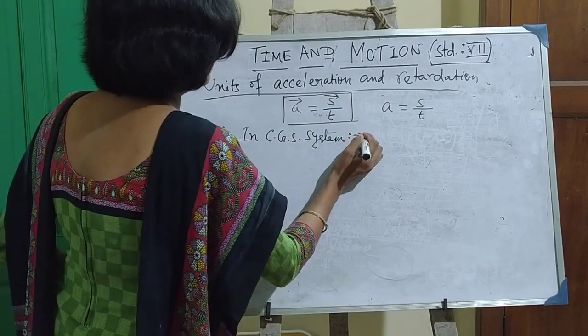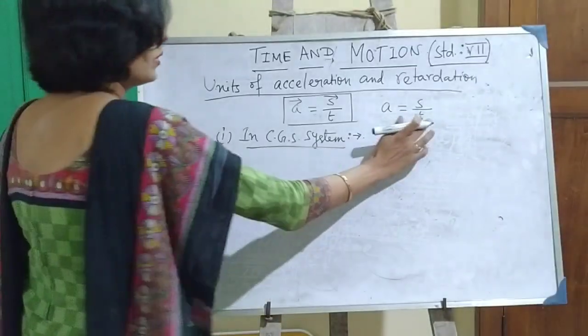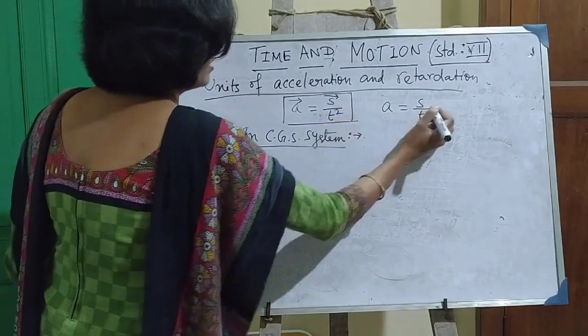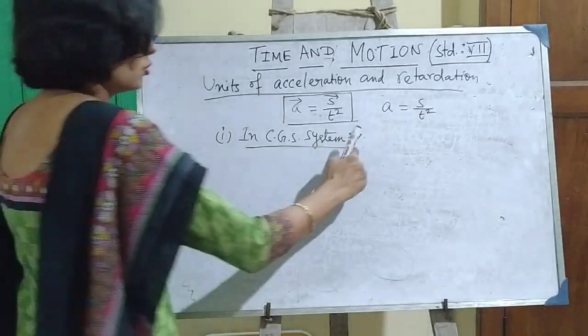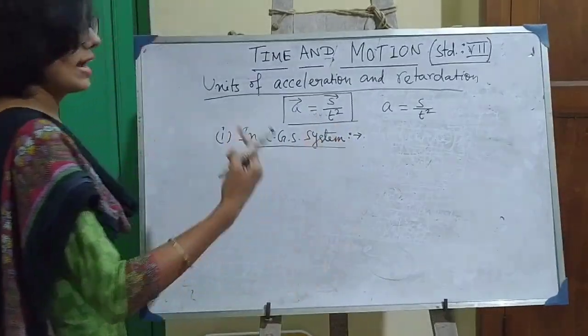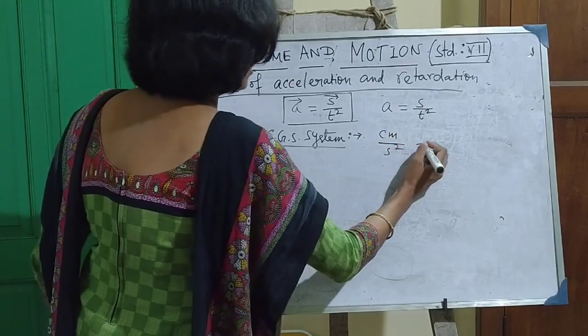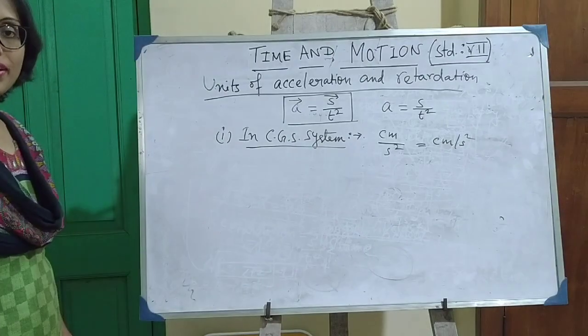In CGS system, what is the unit of displacement? Centimeter. What is the unit of t square? What is the unit of time? Second. So the CGS unit of acceleration is centimeter divided by second square, that is centimeter per second square. That is the CGS unit of acceleration.